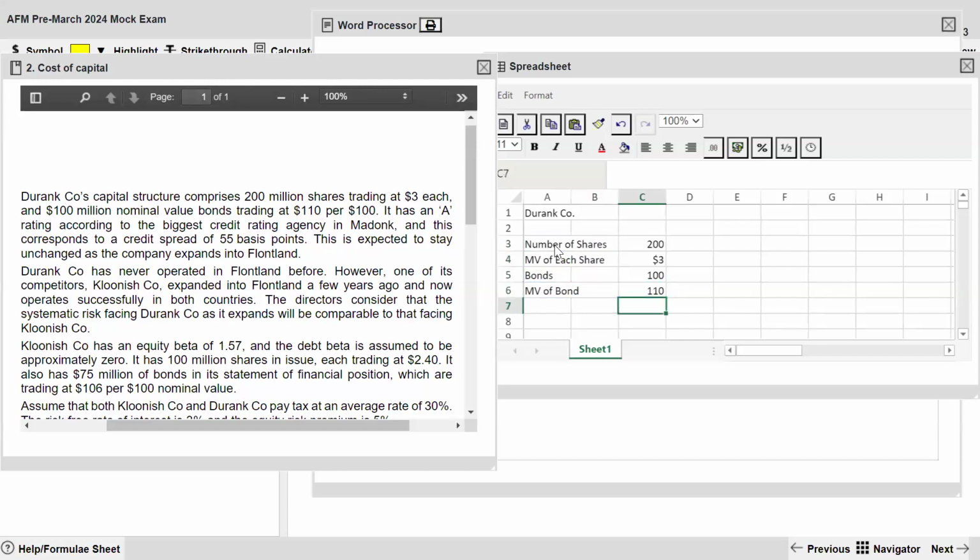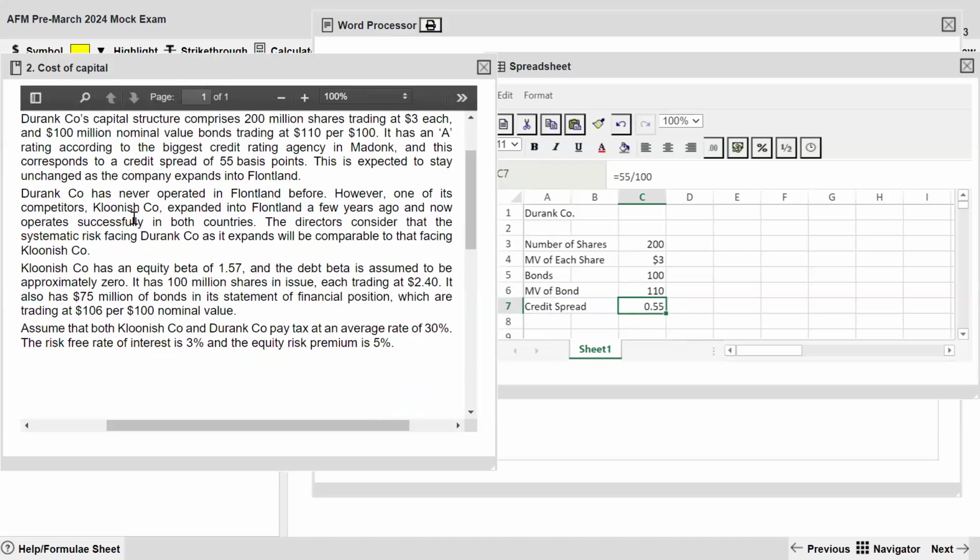It has an A rating according to the biggest credit rating agency in Medonk, and this corresponds to credit spreads of 55 basis points. Credit spread is equivalent to 55 basis points, which means 0.55%. This is expected to stay unchanged as the company expands into Frontland.